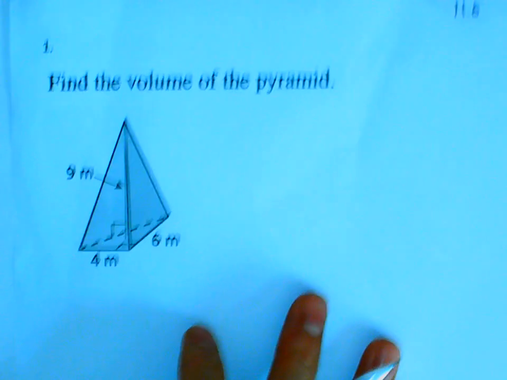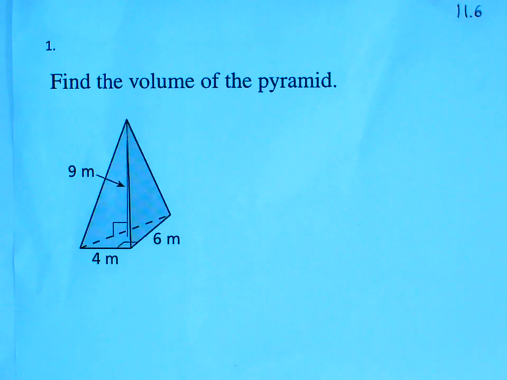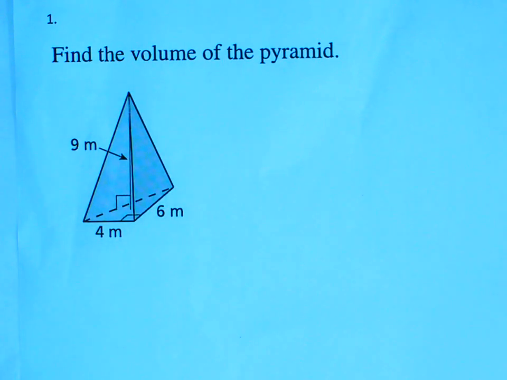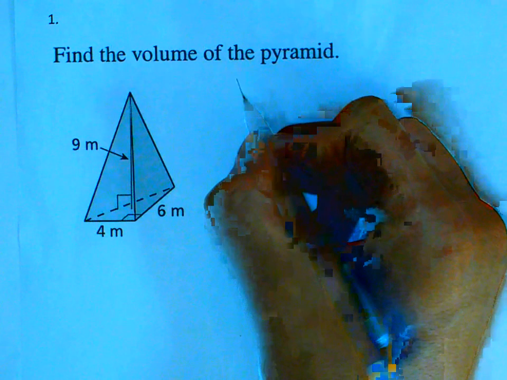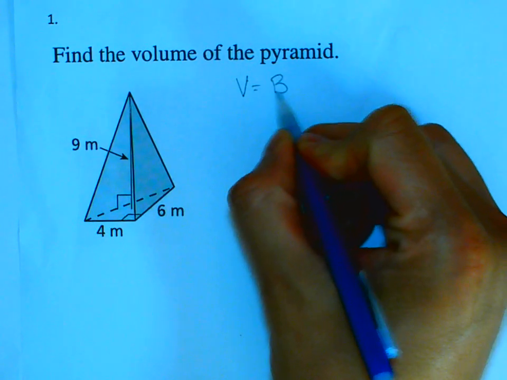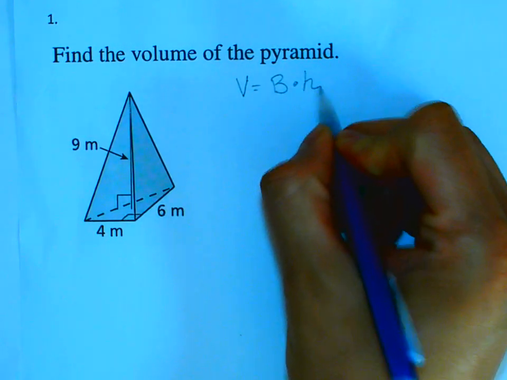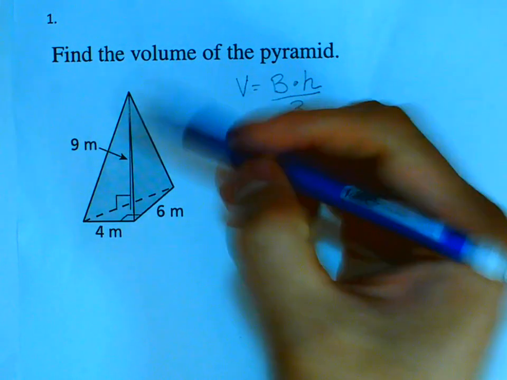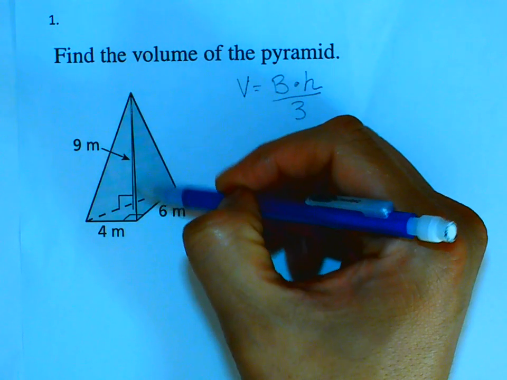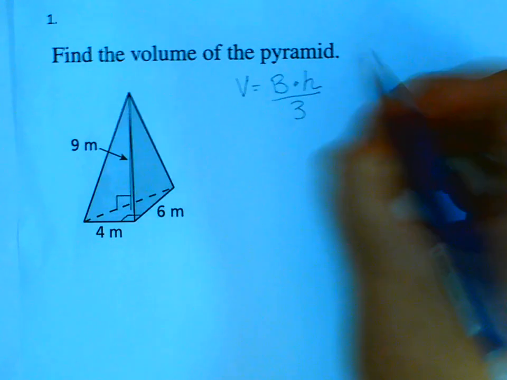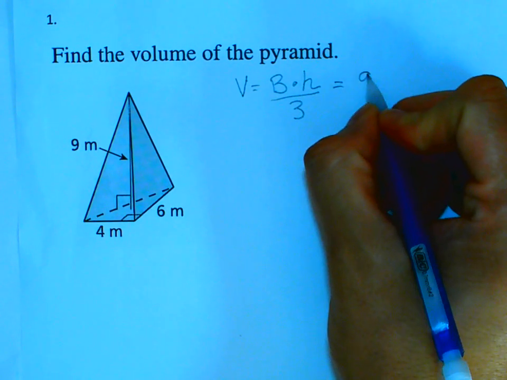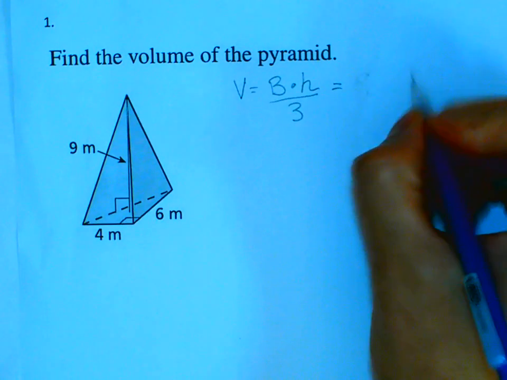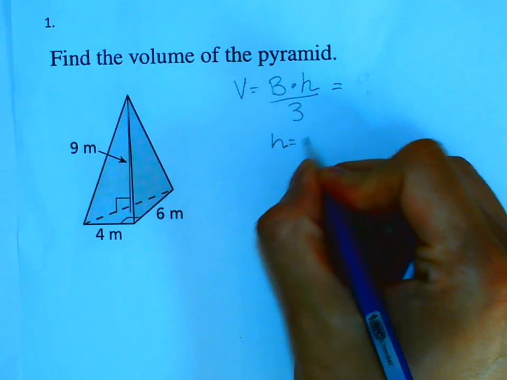Okay, so this is example number 1. It says find the volume of a pyramid. Okay, so once again, the volume of a pyramid is the area of the base times the height of the pyramid divided by 3. Now, the height of the pyramid, as you can see here, that length is 9. Oh, hold on. Let's not do that yet. Okay, so the height of that pyramid is 9.